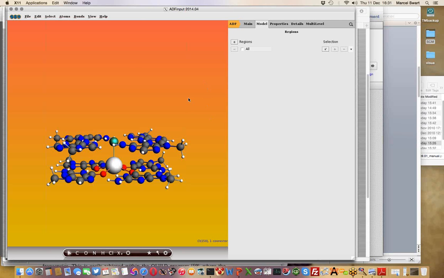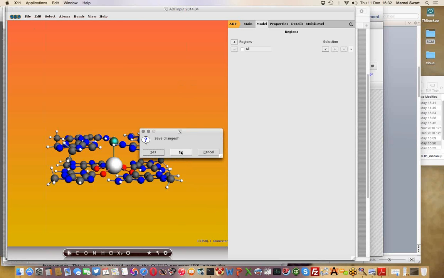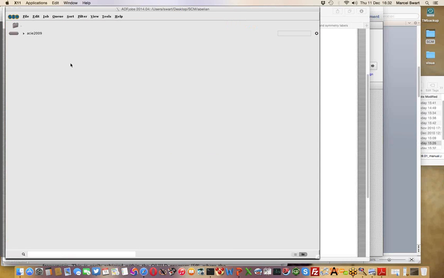So these were just some examples of what you can actually do with the QUILD program, and I hope you have enjoyed the examples I've shown.